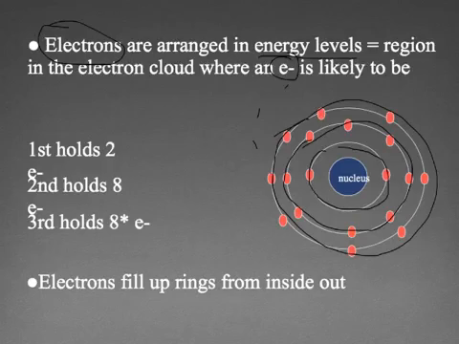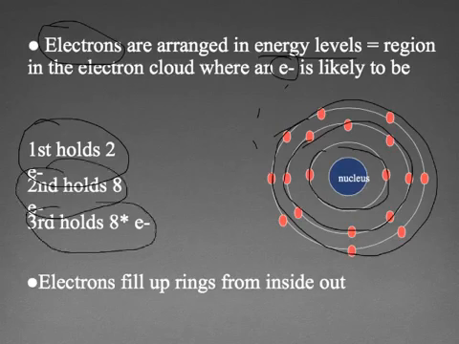Okay? So each ring, the first ring can hold a maximum of 2 electrons. The second ring can hold 8. And for our purposes, we're going to say that the third can hold 8 as well. There are more rings after this, but we're just going to follow this rule. And the last thing you should know is that electrons fill the rings from the inside out.